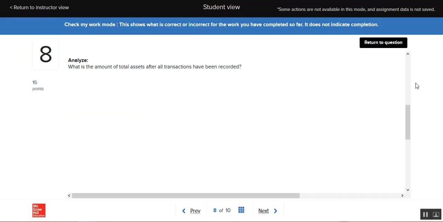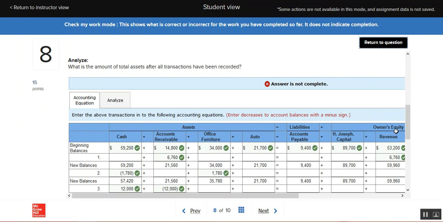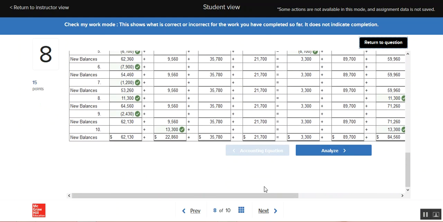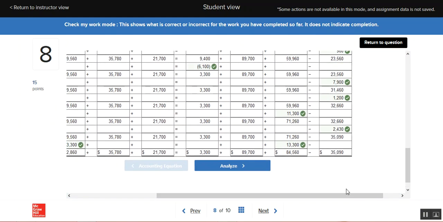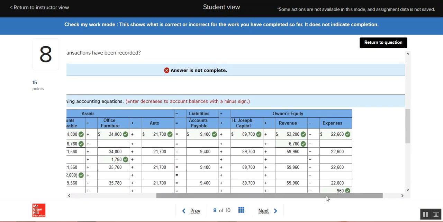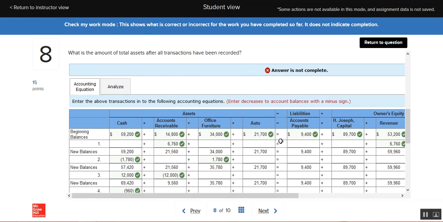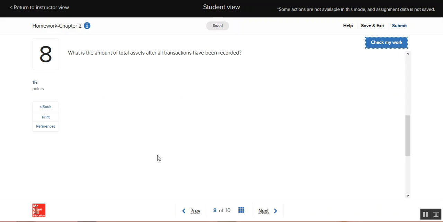Now, actually, I'd advise you to check your work periodically just so you don't get all the way down through something and have one wrong number, because sometimes if you have a wrong number at the beginning, it throws everything else off. But it looks like we're right, so yours should look something like that. You don't have to put zeros or anything in the ones that don't have anything, I don't believe. But it says our answer is not complete, and that's because we didn't do the analyze part.